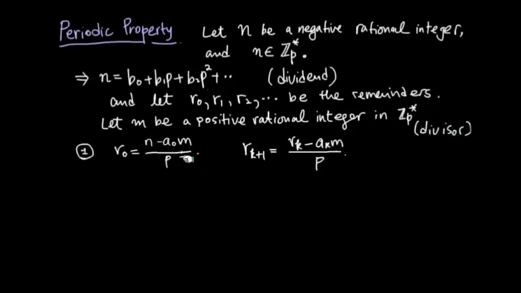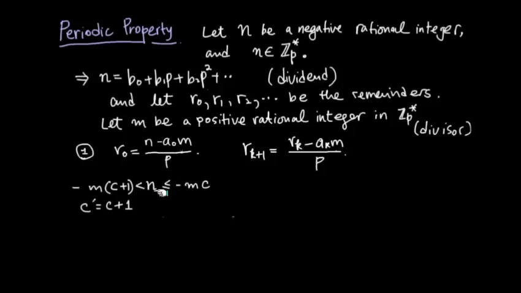So here's a summary of what we do. We start from n, and we subtract some multiple of m, and we divide it by p. That's what we do to get the first remainder. If you have a kth remainder, you subtract some multiple of m and divide it by p to get the next remainder. So that's how you calculate it.